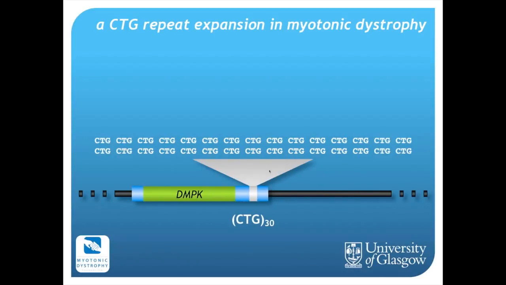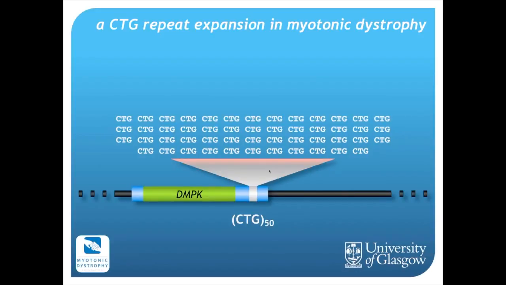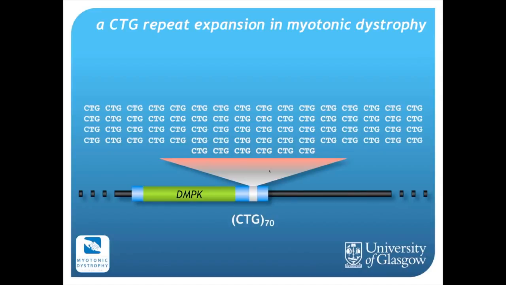Again, 30 is a bit rarer in the population. Maybe 1 or 2% of individuals have 30 repeats. 40 repeats are again much rarer again, so maybe less than 1% of the population have 40 repeats. If the number of repeats, however, increases up to 50, then it becomes associated with symptoms. So some very minimally affected individuals with myotonic dystrophy will have 50 repeats. And 60 and 70 repeats again would be associated with very mild late onset symptoms.